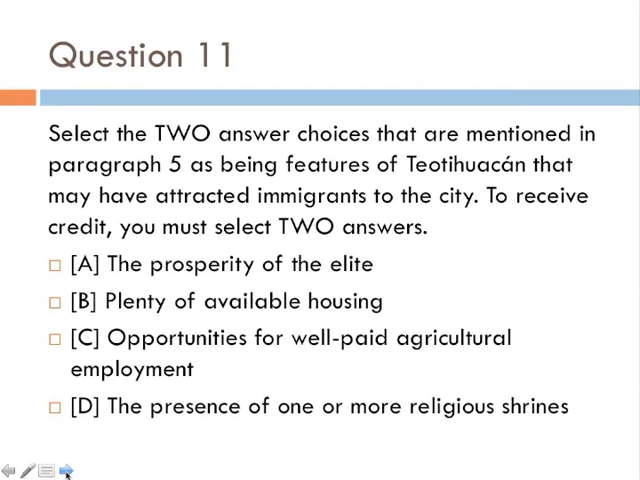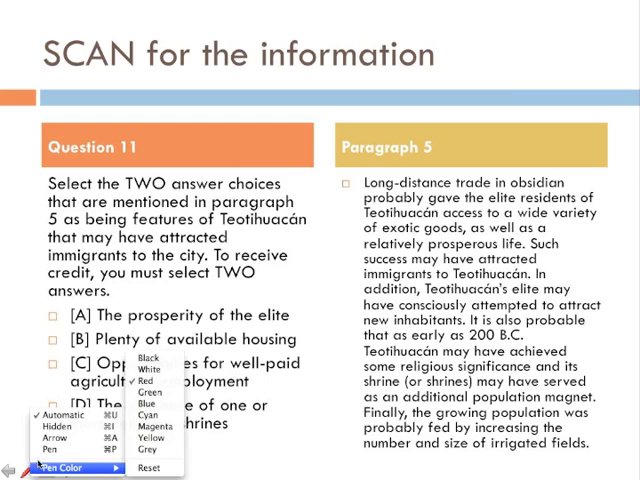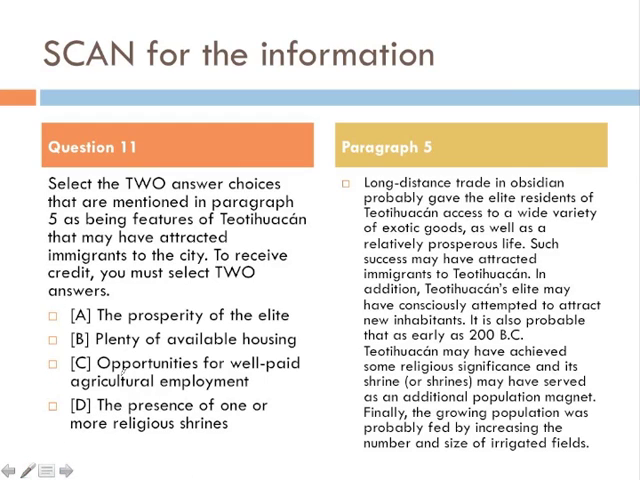Now let's look at question 11. In question 11, we're asked to answer the question by finding two answer choices. So again, this one's going to take a little more time. Now first off, where are we going to look? Well, paragraph 5 is what's mentioned in the reading. And then other key words we're looking for referring to immigrants, and the fact that they have been attracted to the city by certain features of the city.